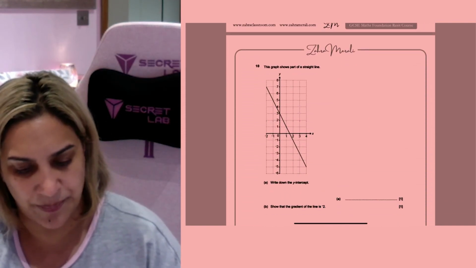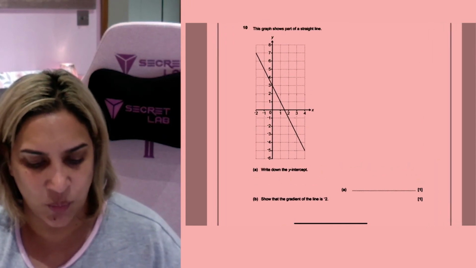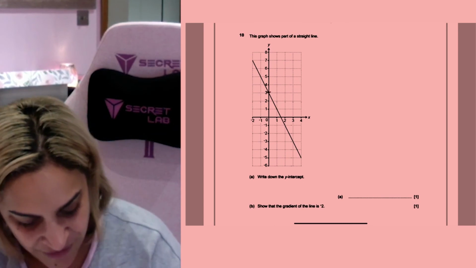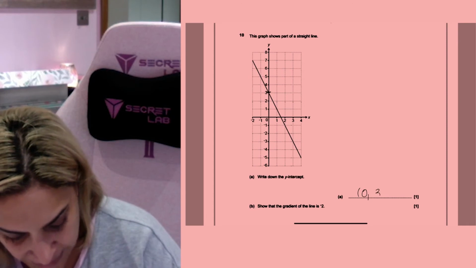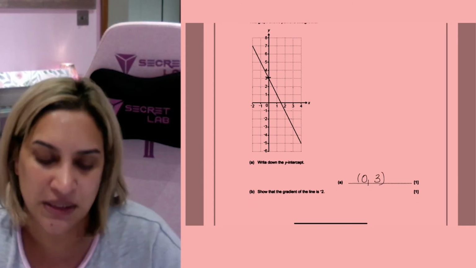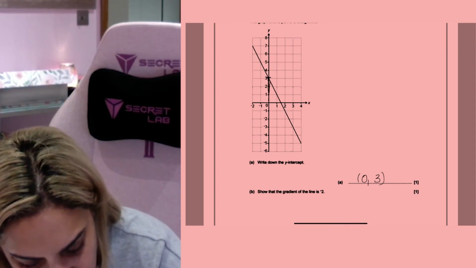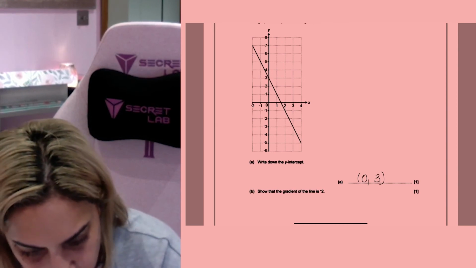Right, next one. We've got a straight line, and we've got to write the y-intercept, so where it crosses the y-axis. Really straightforward, it's 3. So it's when x is 0, y is 3. And then it says show the gradient is -2. So again, you just draw yourself a triangle. Ideally with, let me erase that. Let's draw a nicer triangle.